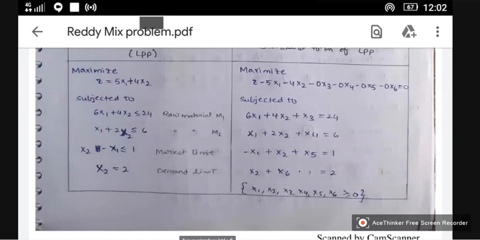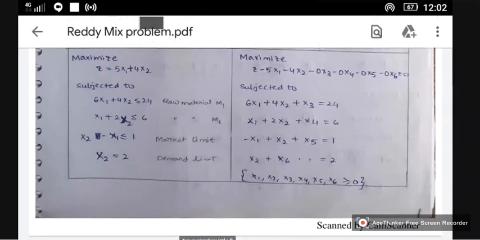Subject to 6x1 plus 4x2 plus one slack variable x3 equals 24, and after that x1 plus 2x2 plus x4, that is a slack variable, equals 6, minus x1 plus x2 plus x5 equals 1, x2 plus x6 equals 2. Those are all greater than or equal to 0. Very good.